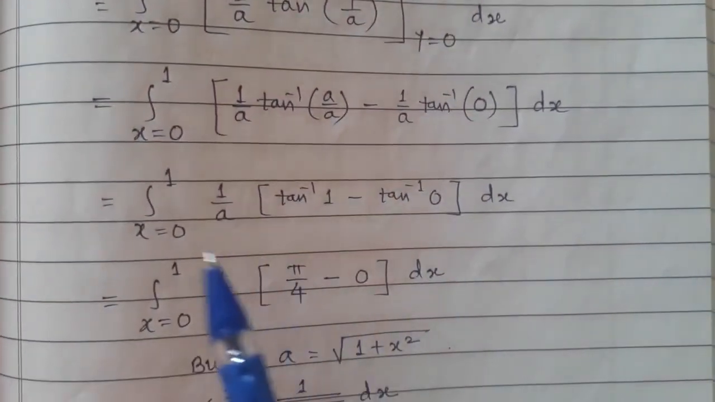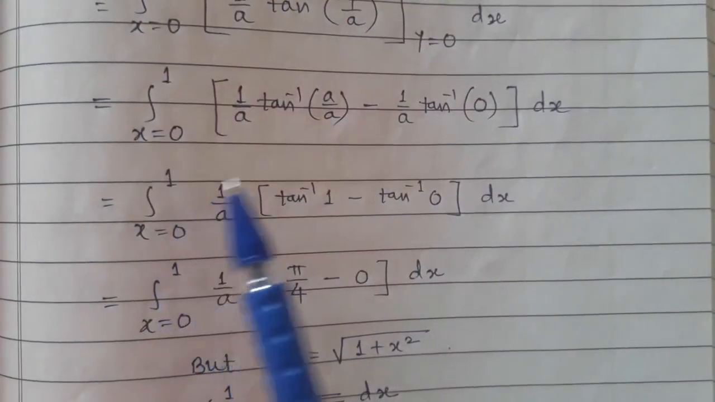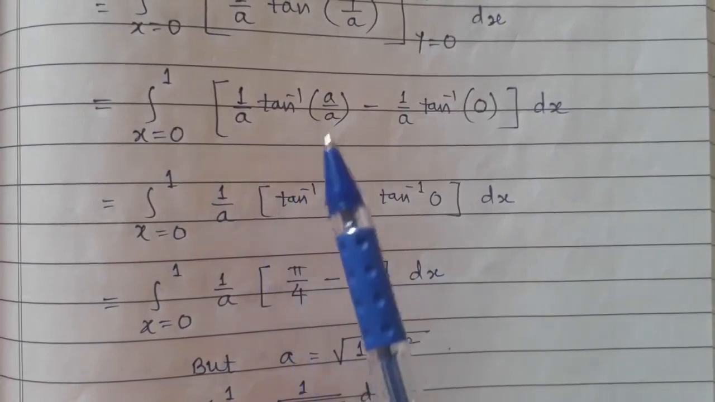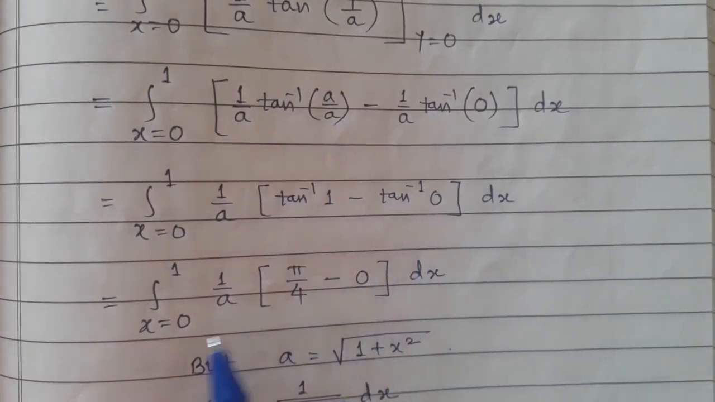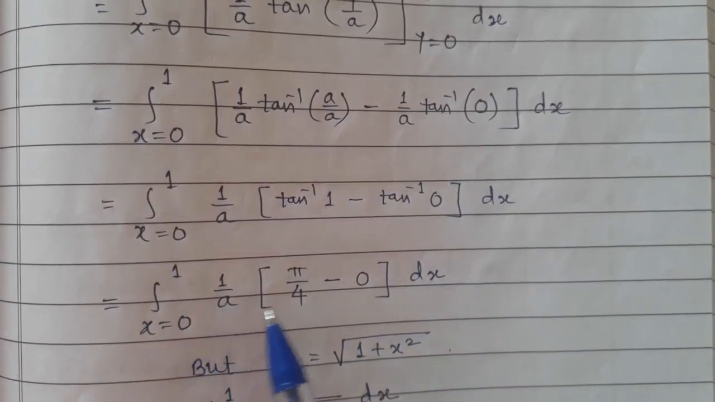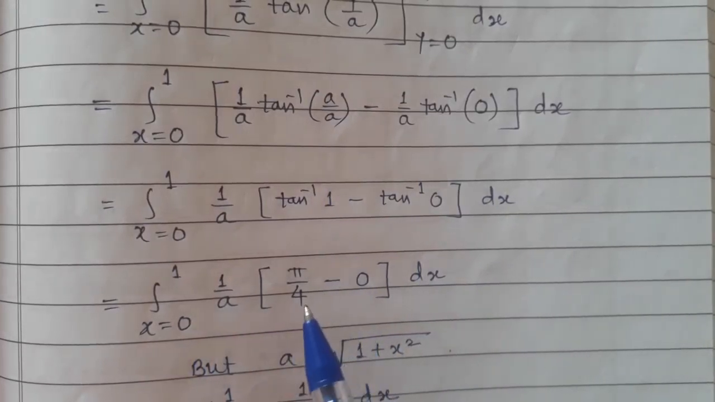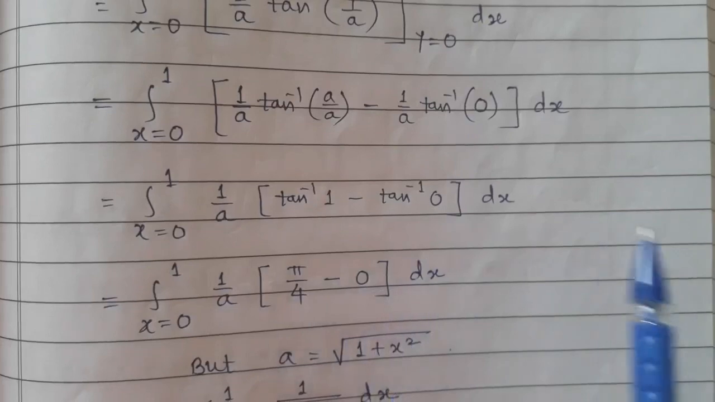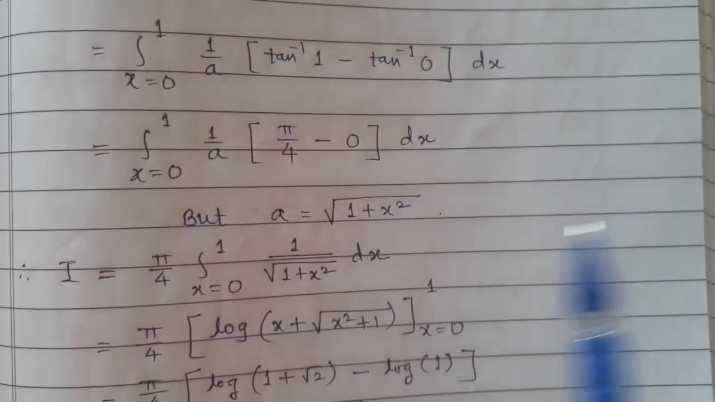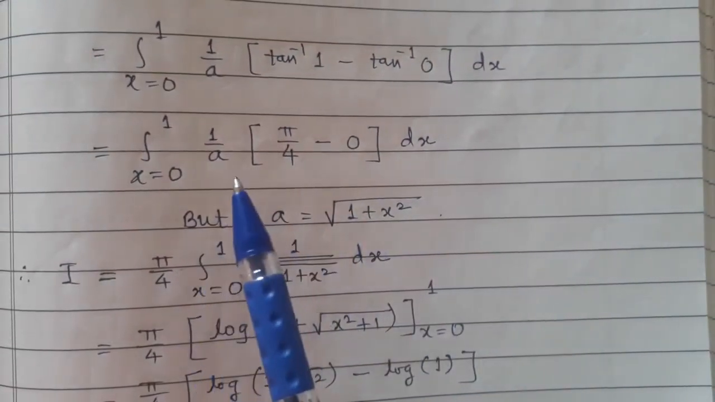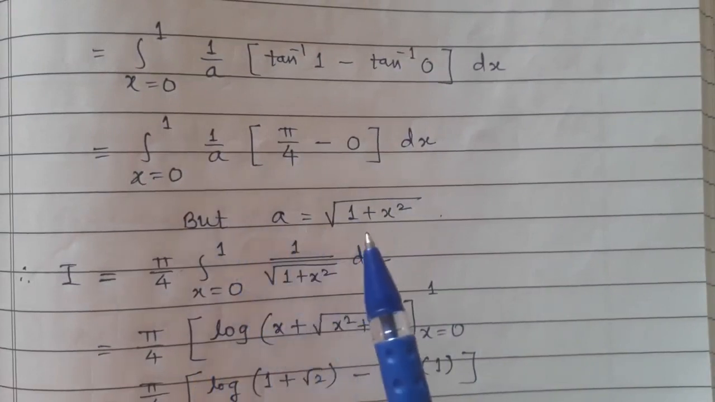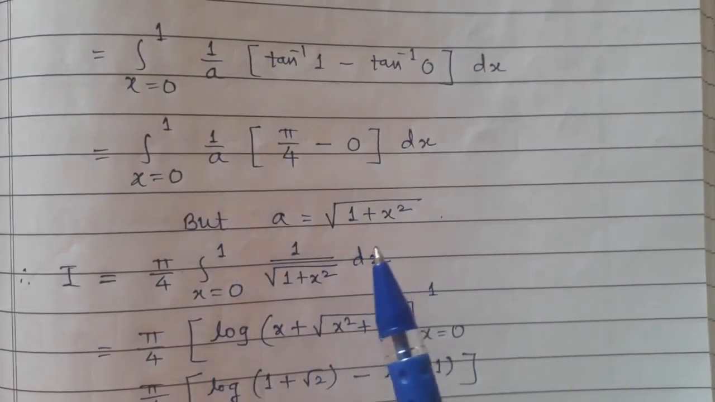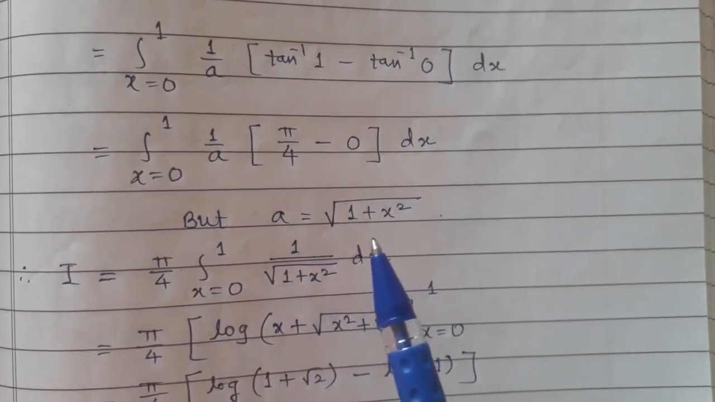So it goes to integration x from 0 to 1, 1 upon a is common, tan inverse of 1 minus tan inverse of 0 into dx. X from 0 to 1, 1 upon a into tan inverse 1 is pi by 4, tan inverse 0 is 0. So the constant pi by 4 will come out, but 1 upon a, here a is actually not a constant, a is a root of 1 plus x square, which we have substituted in the initial step.